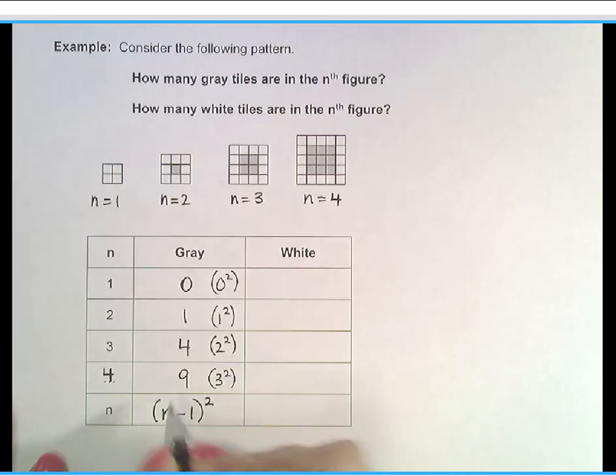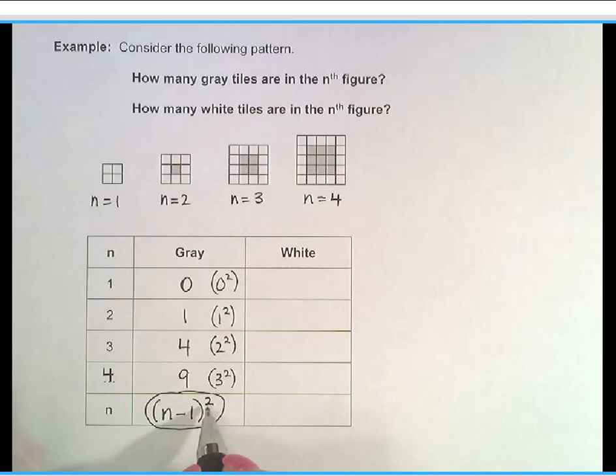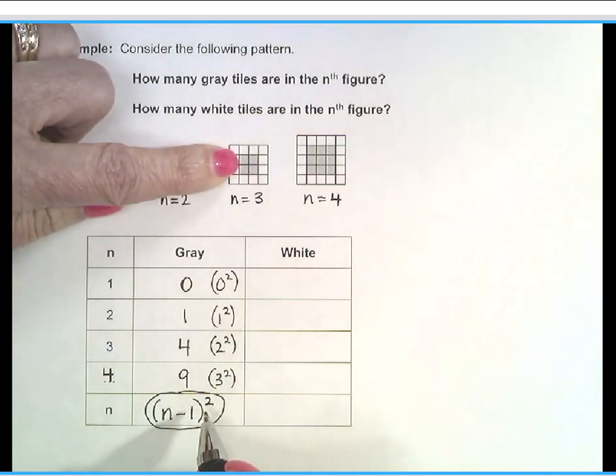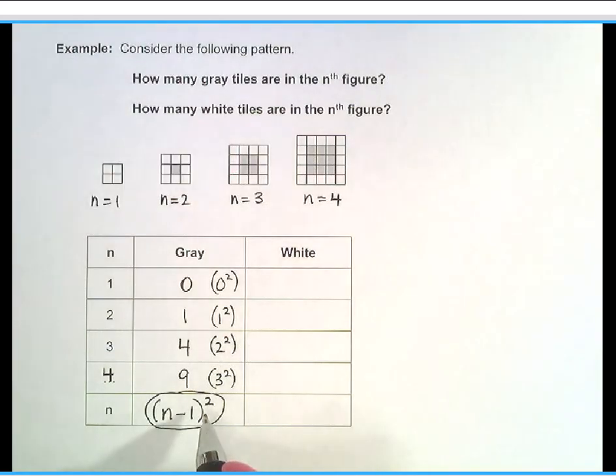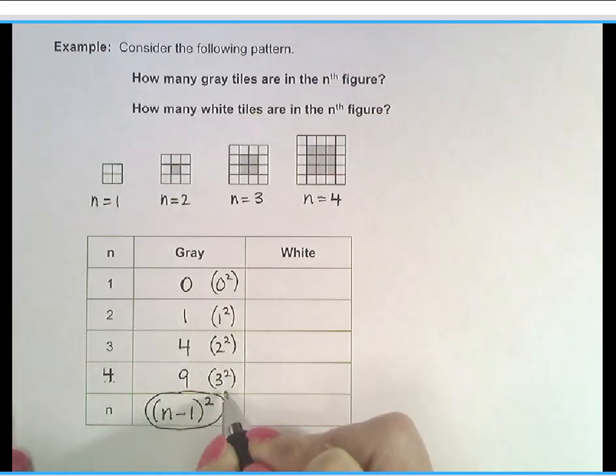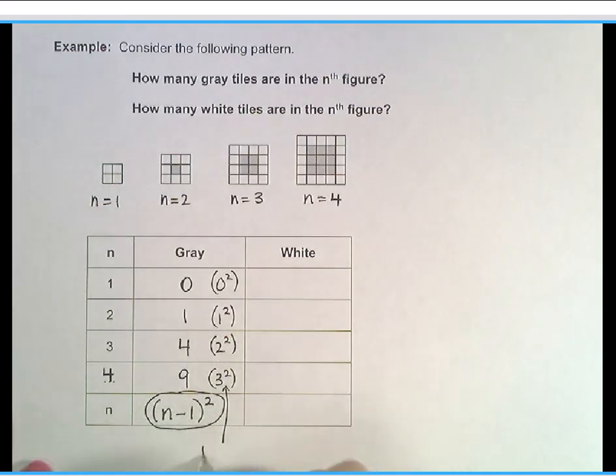And I think it's really important to see that we call that squared, and the literal shape is a square. I mean, that's why it's called a square. So this is the number before n, squared. So the number before n is n minus 1, and then we square it.